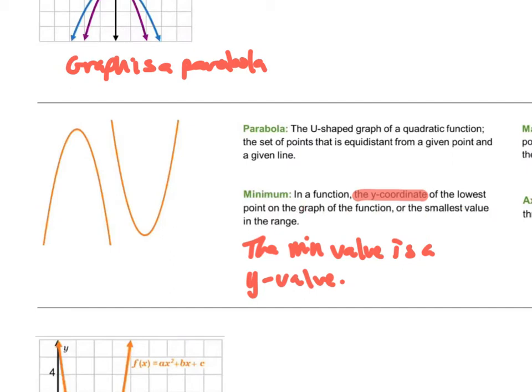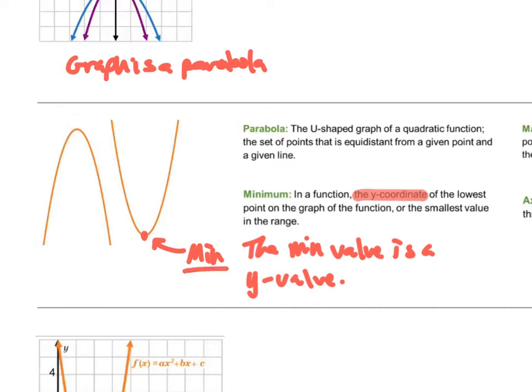What I want you to do is think about a roller coaster, or the bottom of a hill or a mountain, where you come back up. That's the minimum point. So right down here, this point right here is your minimum.